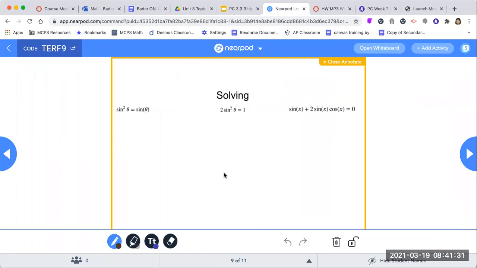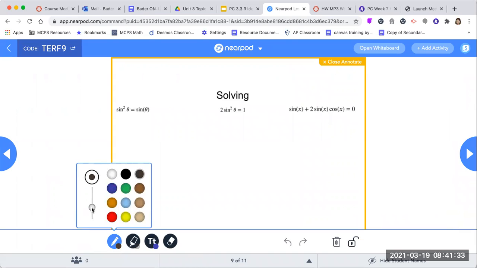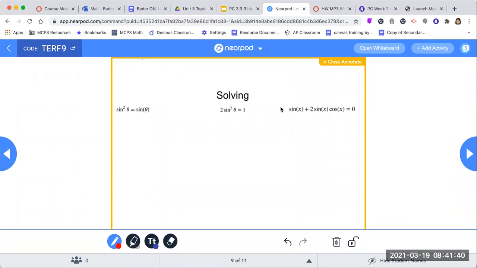All right, so I just want to do 2 with you. Sometimes you need to use your algebra skills, and these are a couple of cases like that. So the first example here is sine squared of theta equals sine of theta. You might be tempted to divide by sine of theta first, but you want to avoid doing that because it's going to eliminate one of your answer sets.